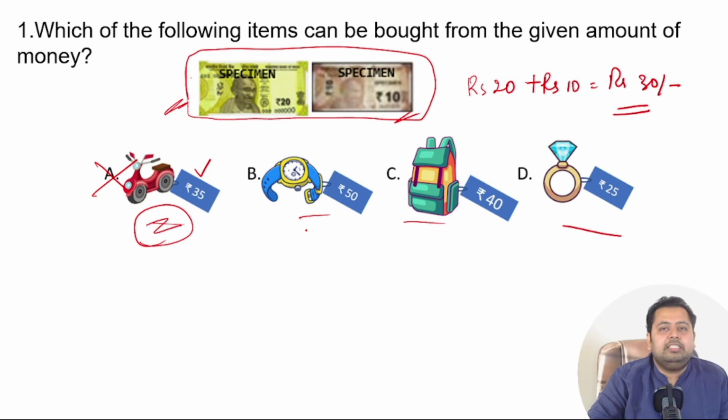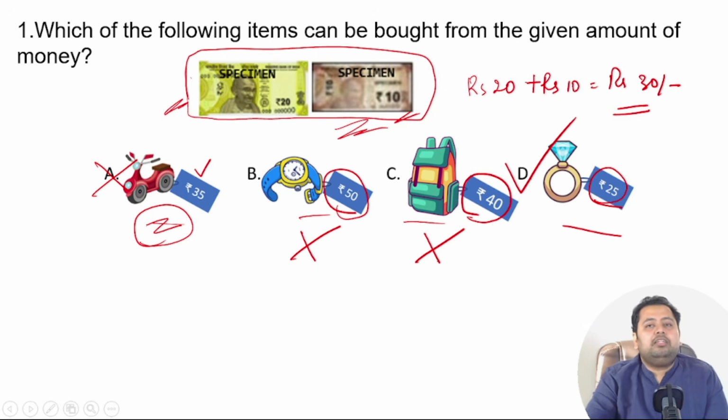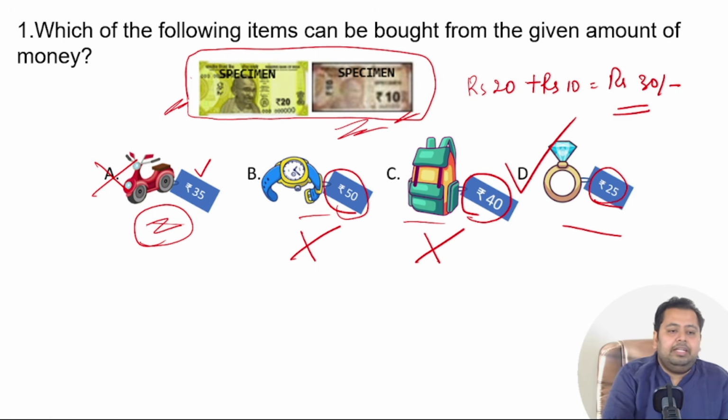So you cannot purchase anything that is more than rupees 30. Now this watch costs rupees 50. You cannot purchase. This bag costs rupees 40. You cannot purchase. This ring costs rupees 25 and rupees 25 is less than rupees 30. So using this money, you can very well purchase this product. So the answer is option number D. If you have got this correct, give yourself a star and we move to the next question.